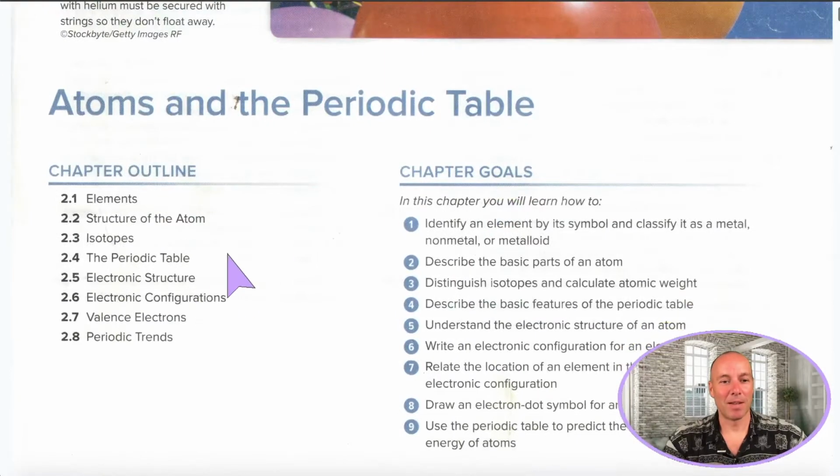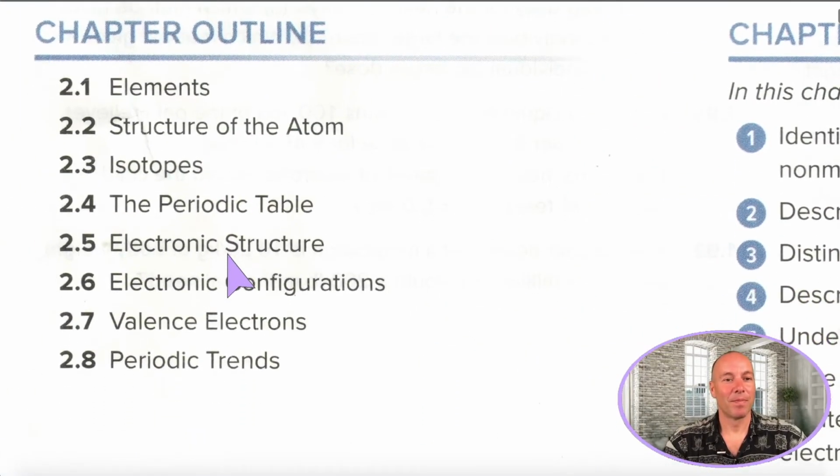Here's the chapter outline. Today we'll cover elements and compare elements and atoms. These are two important ideas, and sometimes the two are confused, so we'll make that clear today. And then for several sections and videos, we'll take a look inside the atom at the subatomic particles, and then at the end of the chapter, we'll discuss a few important periodic trends.